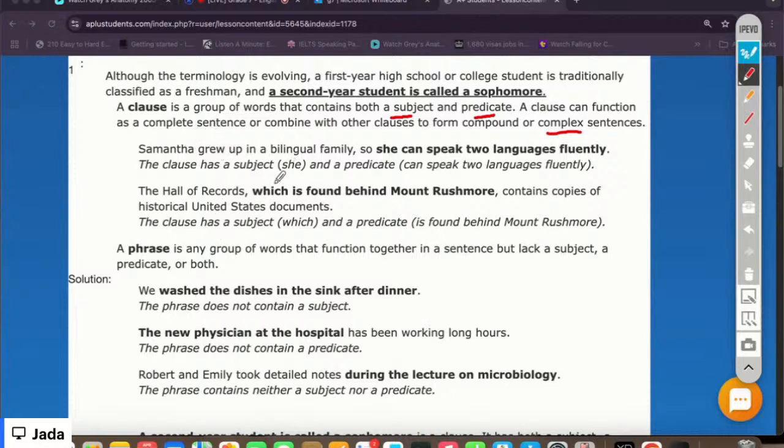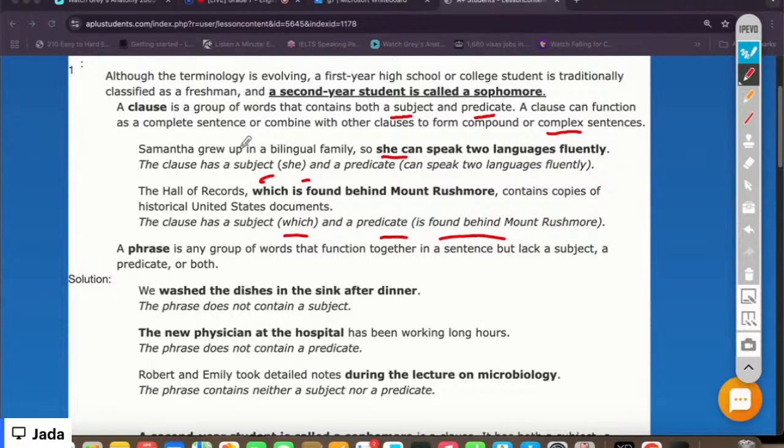So, Samantha grew up in a bilingual family, so she can speak two languages fluently. Now the clause has a subject, she, and the predicate, can speak two languages fluently. So this is it over here: she can speak two languages fluently. That's the clause. The Hall of Records, which is found behind Mount Rushmore, contains copies of historical United States documents. Now, the clause has a subject, which, and a predicate, is found behind Mount Rushmore.